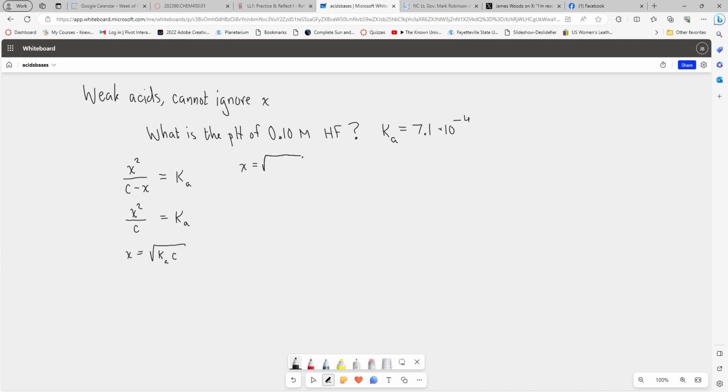We'll put the numbers in. Ka is 0.1 times 10 to the minus 4th, and c is 0.1. Sorry about switching the order there.